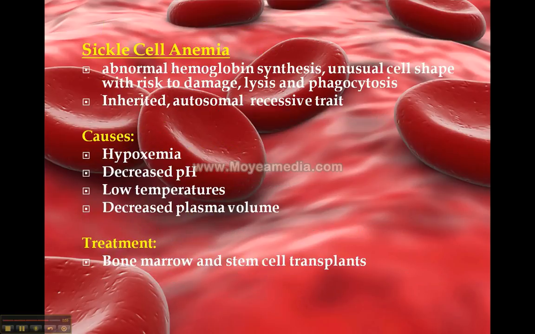And the last and final slide is sickle cell anemia. It is just abnormal hemoglobin synthesis, with unusually shaped cells at risk of lysis and phagocytosis. It is inherited and has an autosomal recessive trait. And the conditions that cause sickling are hypoxemia, decreased pH, low temperatures, and decreased plasma volume. And treatment is just bone marrow and stem cell transplants.